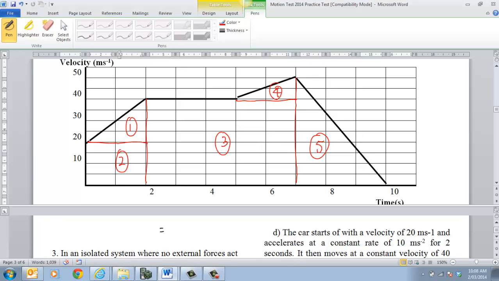Then it's accelerating at quite a rate of 10 metres per second squared, so that would then be cruising along at 40 metres per second. Then it accelerates a bit more at 5 metres per second squared, up to 50 metres per second, which is 180 kilometres per hour.